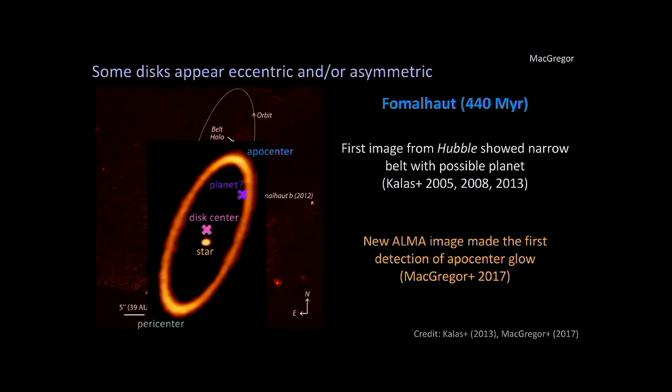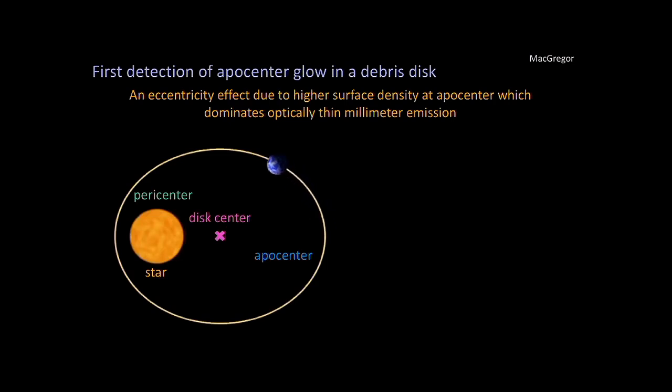The star is detected as this orange dot here, right? And the pink cross is exactly where the center of the disk would be if I just said, where is the center of this ring? So the disk is eccentric enough that we see an offset between the stellar position and the actual centroid of the disk. What's particularly interesting about this disk is that it's brighter at the apocenter side, farther from the star, than at the pericenter side. This is something that we call apocenter glow, and it was theoretically predicted, but we'd never actually observed it before.